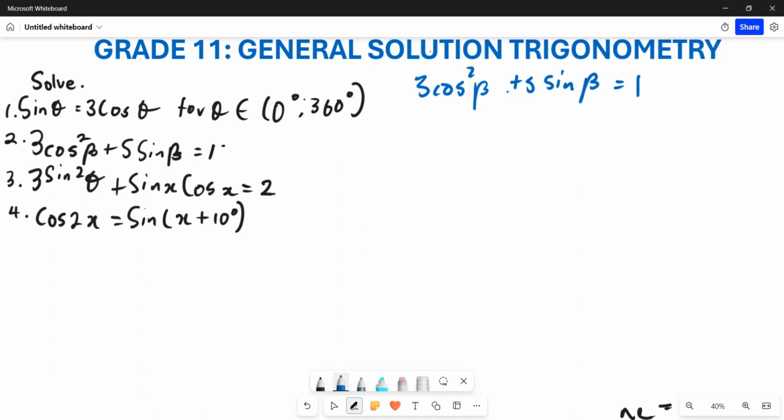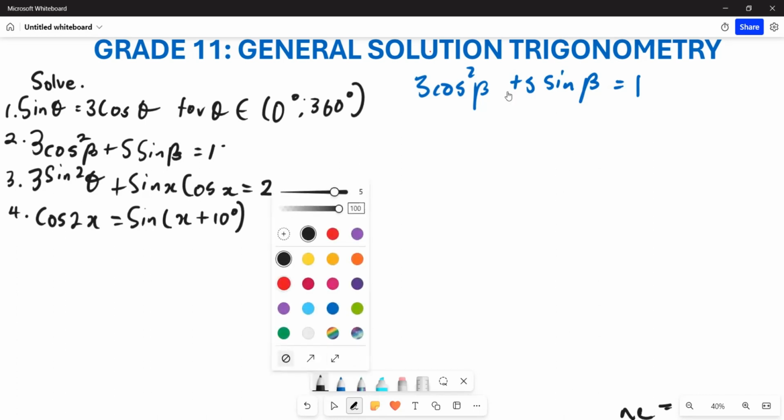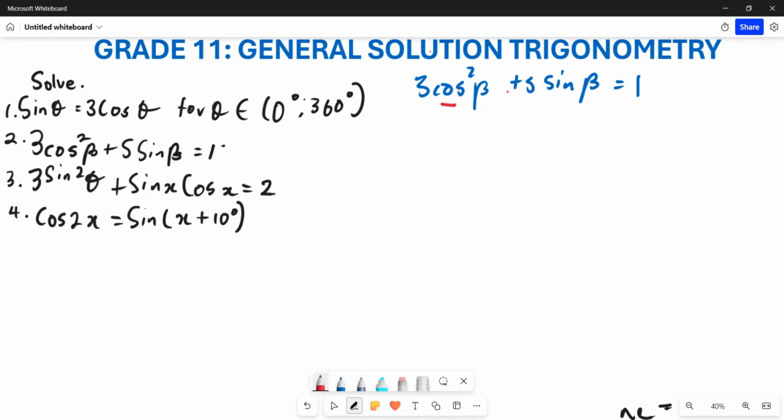Now, the first thing I want us to understand is that it is almost impossible to work with cos and sine together, because these are unlike terms, right? But you know that cos squared of beta can be changed in terms of sine. How can you do that? Let's start here.